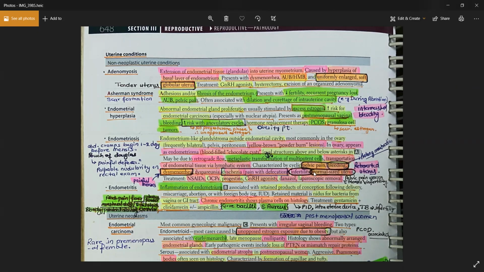The uterus, please note, will be the normal size because these tissues have not lodged in the myometrium yet. Similarly, if these tissues lodge in the myometrium, you will call it adenomyosis.